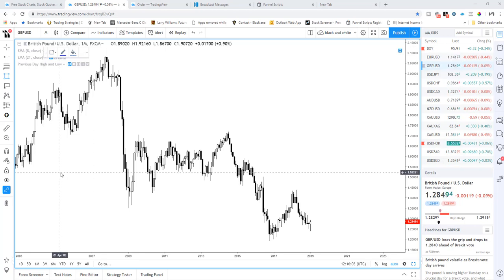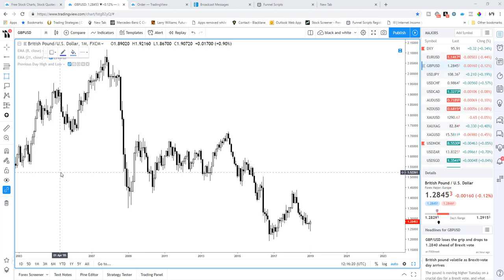Hey traders, we're going to take a look at sterling now, cable, and we're going to do some basic top-down analysis, because this is one of the key questions I get asked. How do you do top-down analysis? I'm just going to run you through a simple process that we do here at Trade and Train.